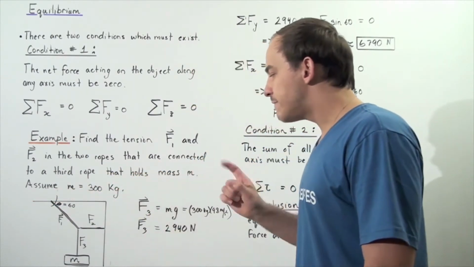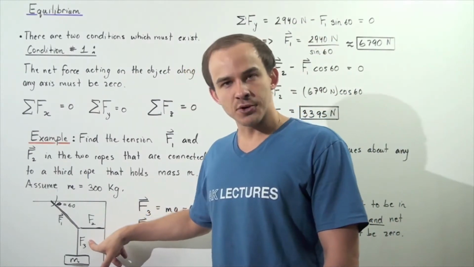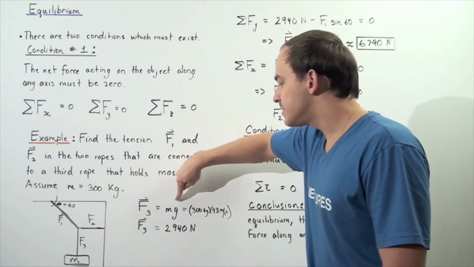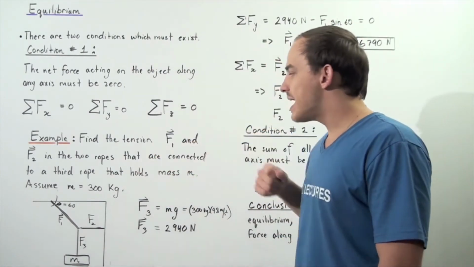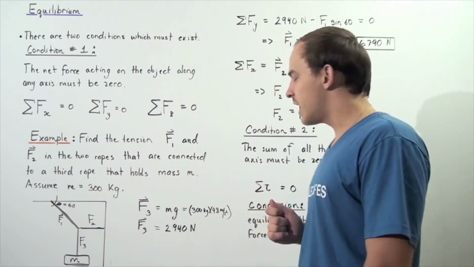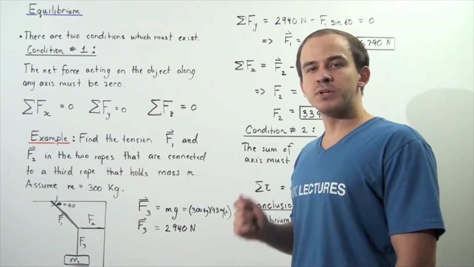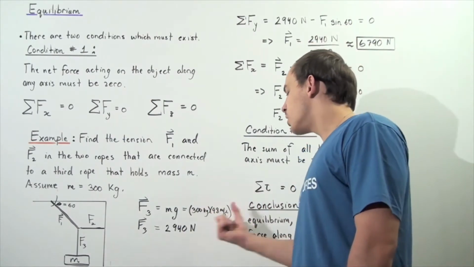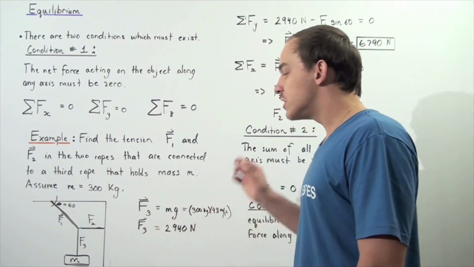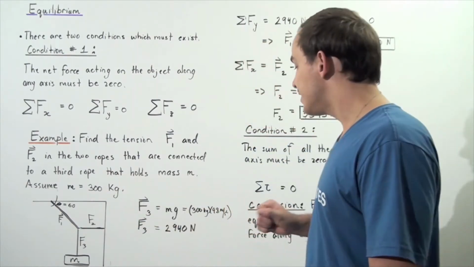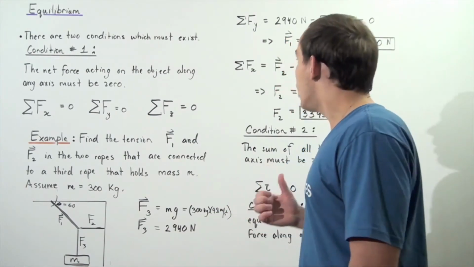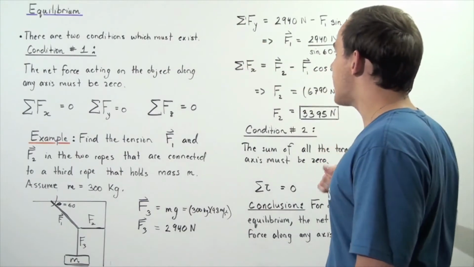So let's begin by first calculating force F3. Force F3 is equal to simply m times g, where m is the mass of the object, 300 kilograms, and g is our gravitational constant, 9.8 meters per second squared. So we take the product of these two values and we get that F3, force 3 in rope number 3, is equal to 2,940 newtons.